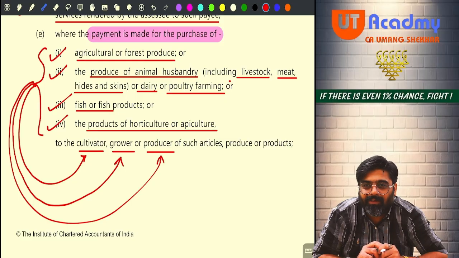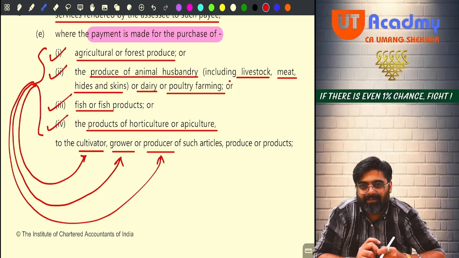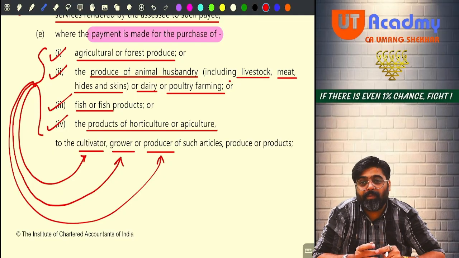Easy, interesting, no? Now just imagine one adjustment will be there. P&L account made. Debit side purchases, 10 lakh rupees of purchase. And in the adjustment they will give you: purchases include rupees 2 lakhs.